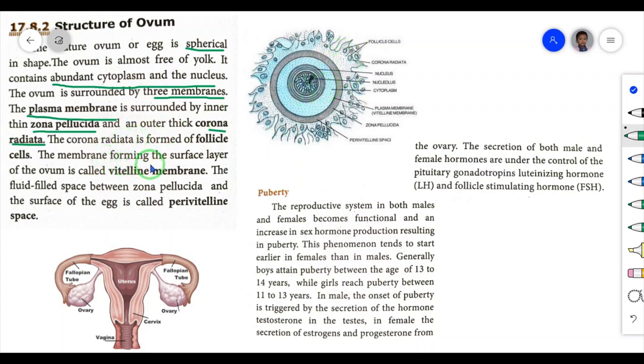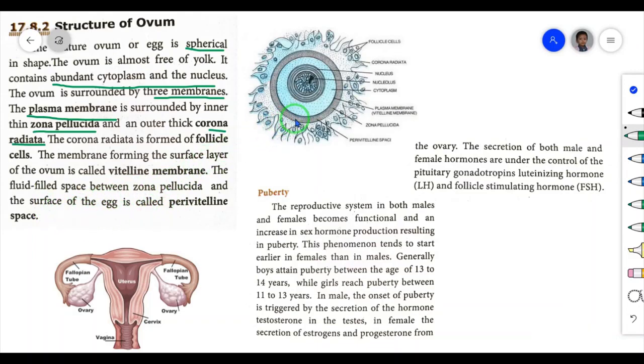The membrane forming the surface layer of the ovum is called the vitelline membrane, which I told you. This is the plasma membrane or vitelline membrane, the surface layer of the ovum. The surface layer of the ovum is known as the vitelline membrane.